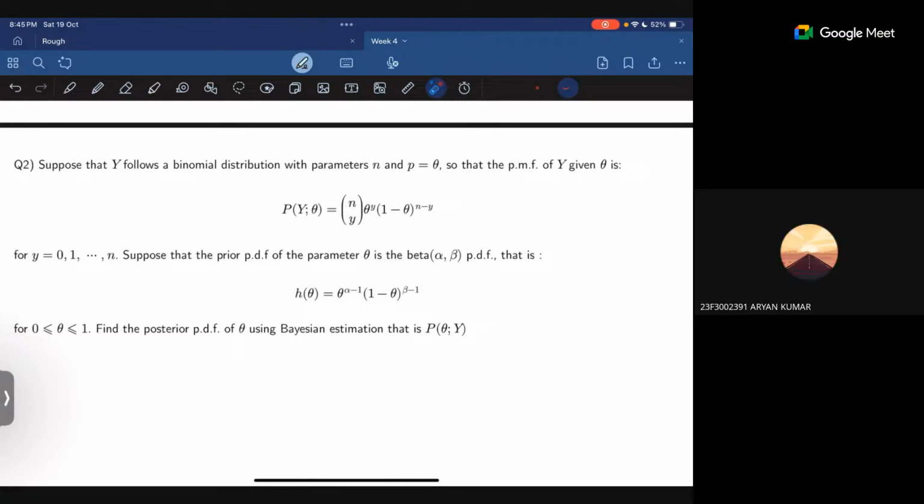It will be a beta. Yeah, beta, with what are the parameters of the beta? Alpha plus n successes and beta plus n failures.